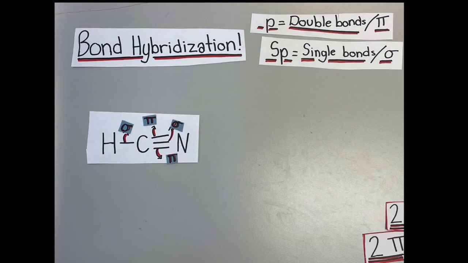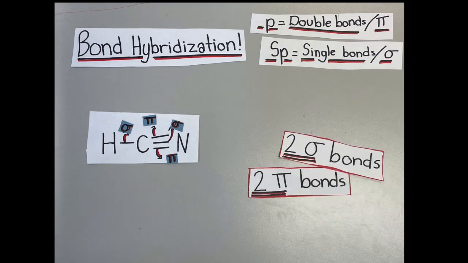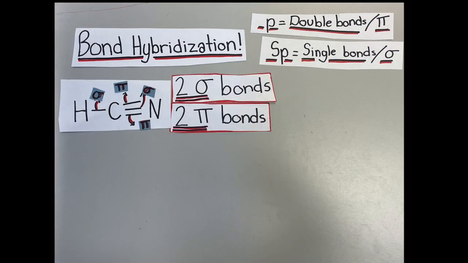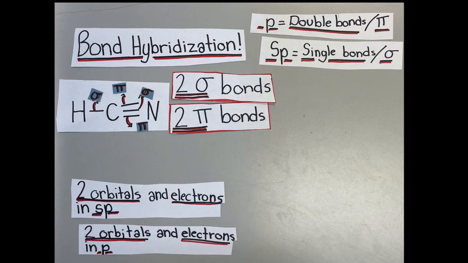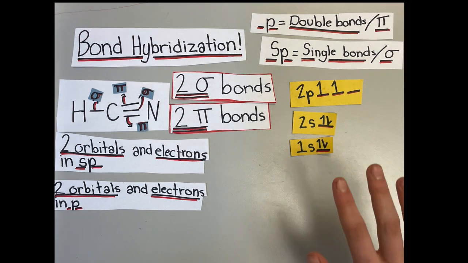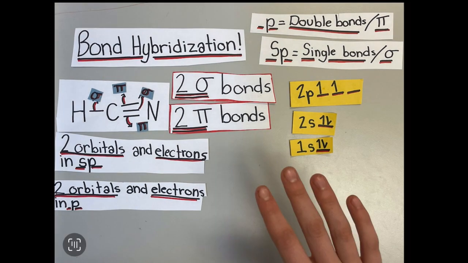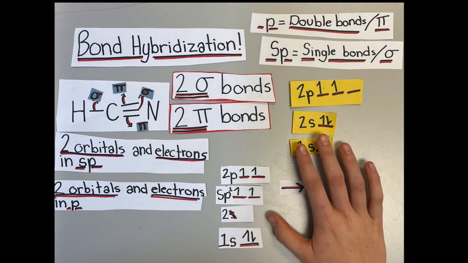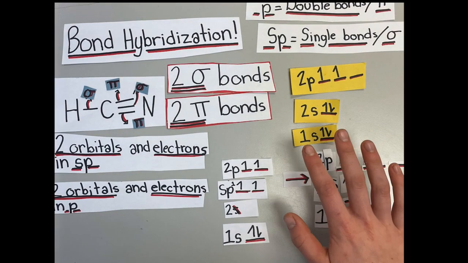All right, moving on to our last example. Let's name all the different bonds. So we have 2 pi, 2 sigma, which means there's going to be 2 electrons and 2 orbitals in the sp and 2 orbitals and electrons in p. So here's our energy level diagram of carbon. Here's what it's going to end up looking like. And let's break it down even more.